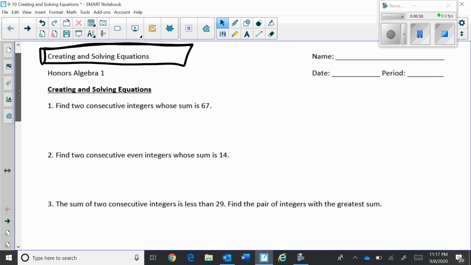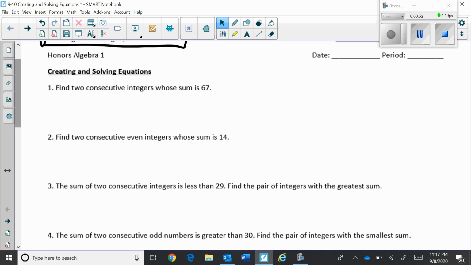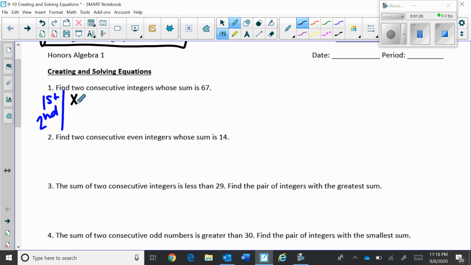Let's start with some straightforward ones. It says find two consecutive integers whose sum is 67. All right, so we've got two integers. We've got the first integer and we've got our second integer. All right, they are going to add up to be 67. So we've got to figure out a way to create an equation with this. So your first integer, what you start with, could start off as your x.